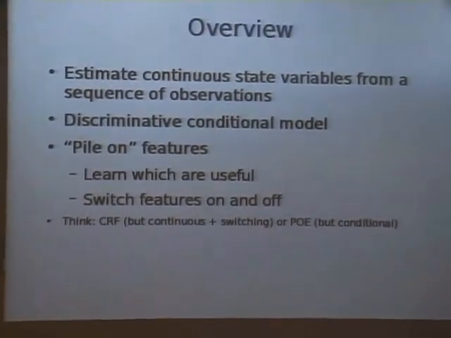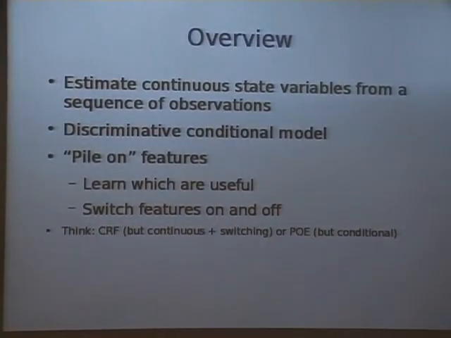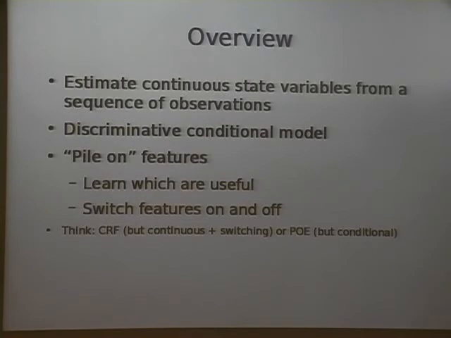So the trick to this approach, we're going to model this as a discriminative conditional model, which is a little different from how people usually do it. And this has a couple of advantages over the typical generative state space models like Kalman filters and HMMs. Basically, this allows us to pile on features. So if we can come up with any sort of feature that might suggest what this continuous state variable is. So the running example I'm going to use is my friend Simon bouncing a basketball, and then we'll watch him tracking the ball later.